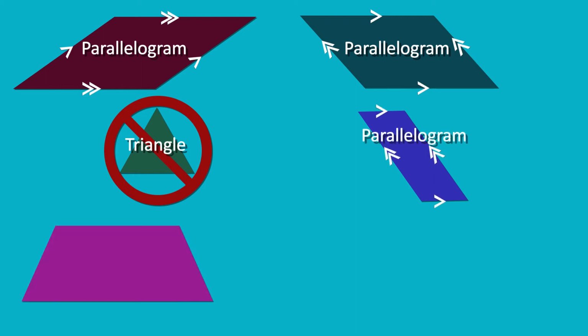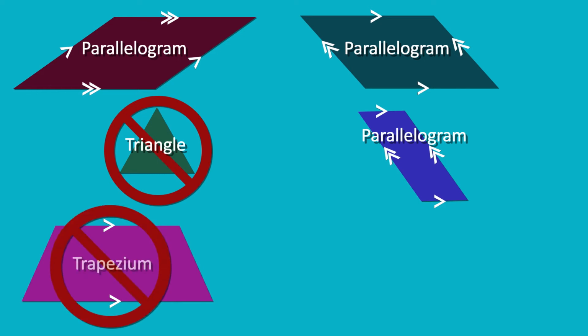This shape has four sides, but only one set of parallel lines. While the top and bottom lines are parallel, the left and right sides are not parallel. Therefore, it is not a parallelogram. Instead, it's a trapezium. This shape has four sides and two sets of parallel lines. Therefore, it is a parallelogram.